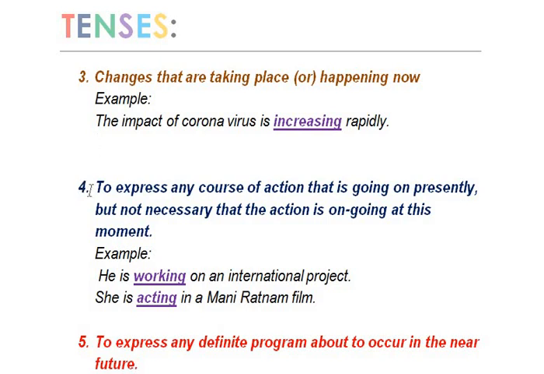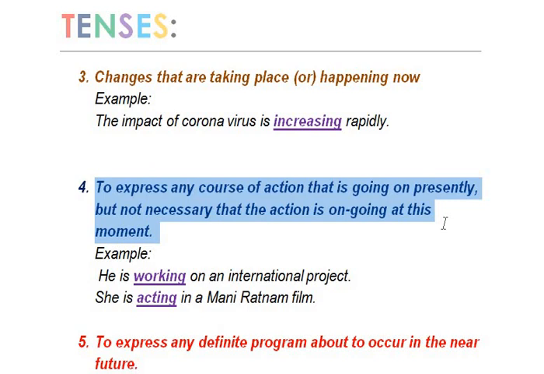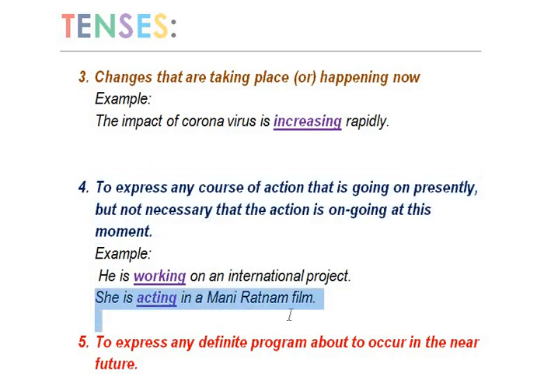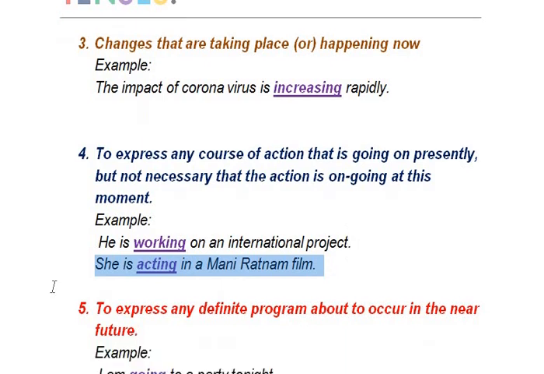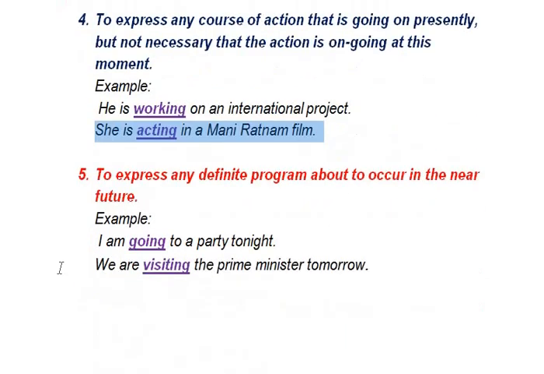And the fourth usage of present continuous tense is to express any course of action that is going on presently, but not necessarily that the action is ongoing at this moment. For example, he is working on an international project. He is working on an international project means presently working. She is acting in a Maniratnam film means currently or presently she is acting in that film or in that movie.